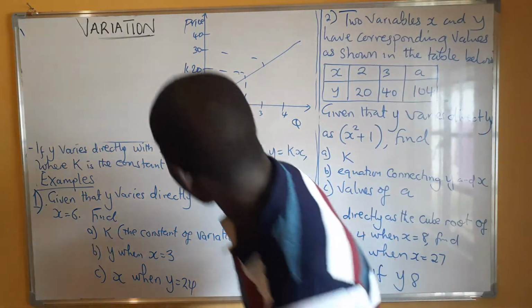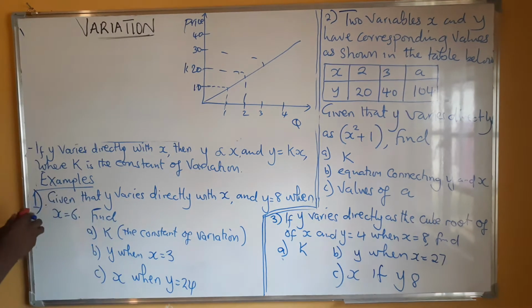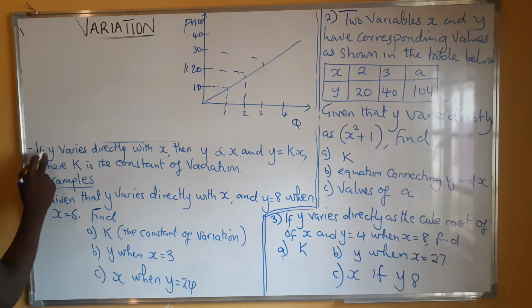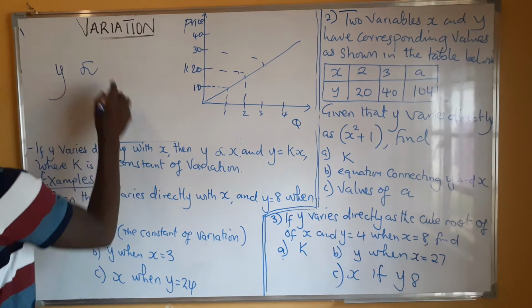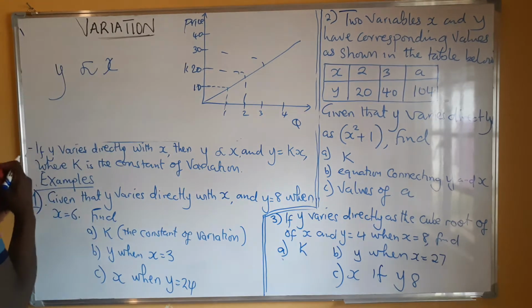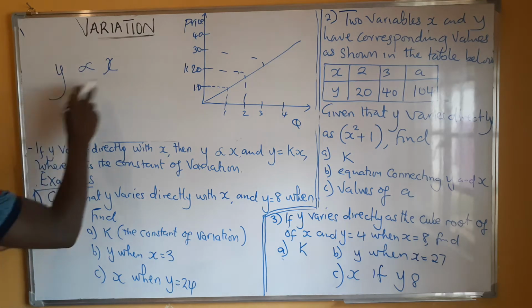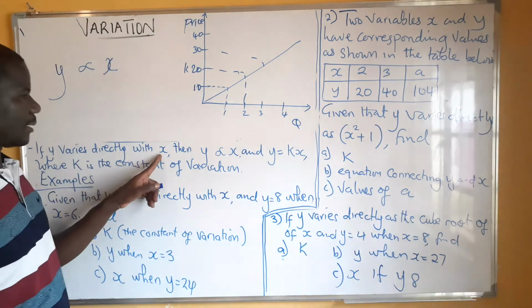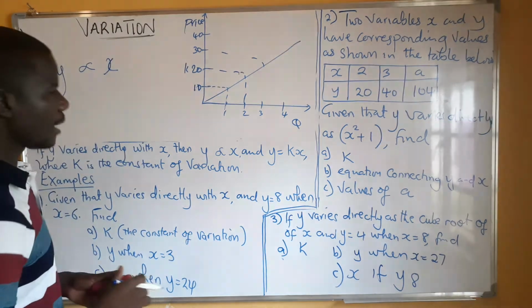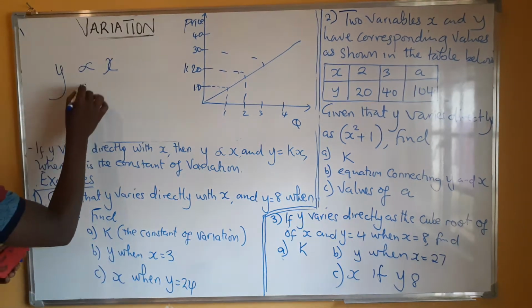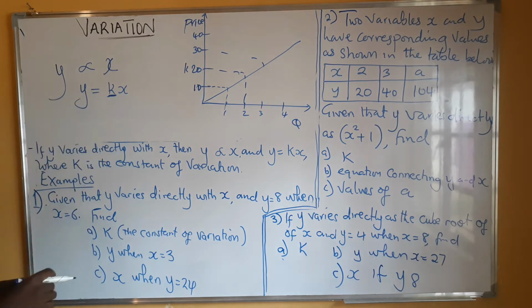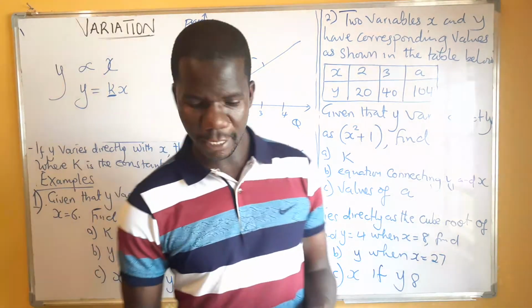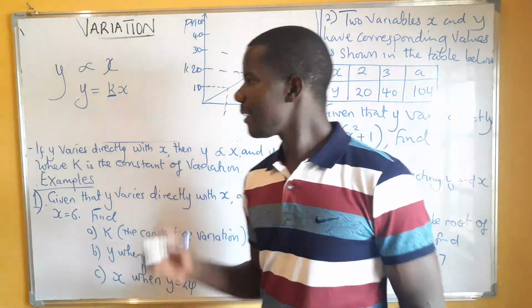So now, we are saying, if y varies with x, this is a symbol for variation. If y varies directly with x, then how do we write this in the form of an equation? We're going to say y is equal to kx. This k is a constant of the variation.